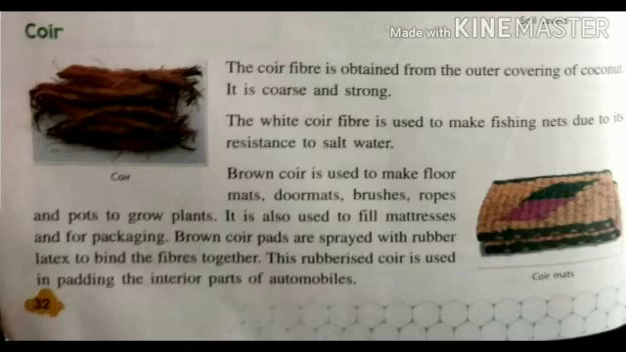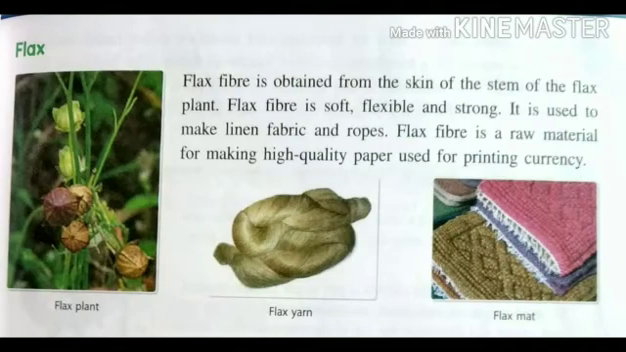Now students, let's move on to the last type of plant fiber which is given in our book, that is flax. Flax fiber, as you can see in the picture, is obtained from the flax plant. How is it obtained? As you can see, there is the stem of the plant. We remove the stem, and from the skin of the stem we obtain flax fiber. What is the speciality of this fiber? This is a very soft fiber, and in spite of being very soft, it is very strong. So it also has multiple uses.